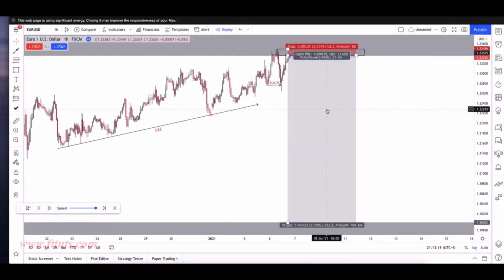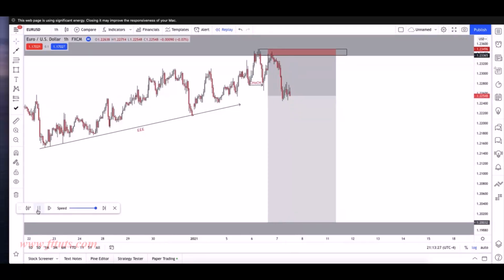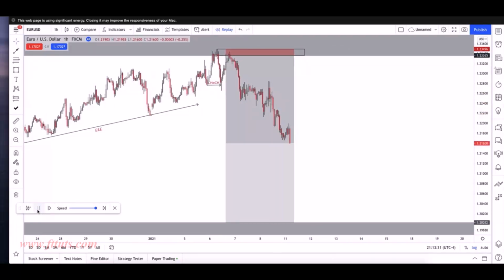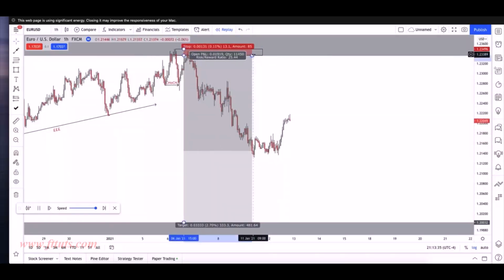There it goes. Price has now tapped into our area of supply. We're in sells, and we'll be targeting that imbalance down here. And there it goes. It's as simple as that.